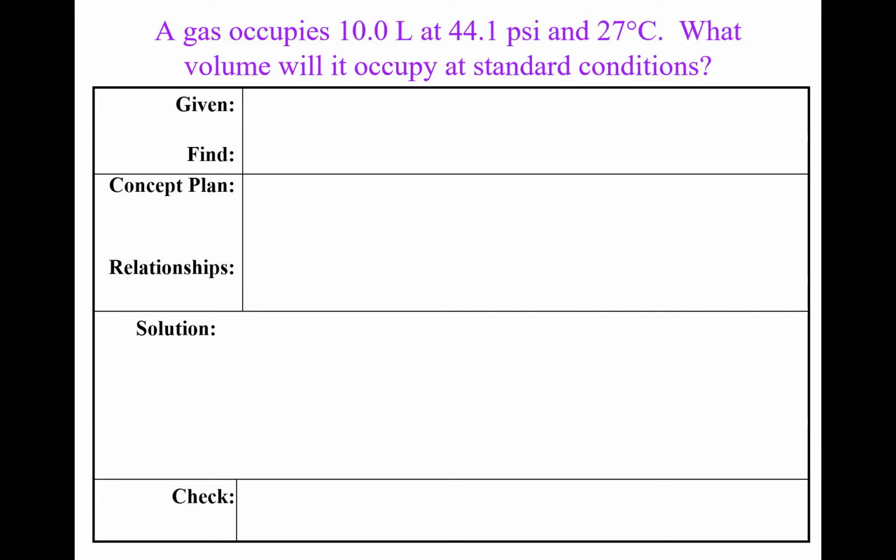Anyway, so let's do a little problem here. A gas occupies 10.1 liters, 44.1 psi, and 27 degrees. What volume will it occupy at standard conditions? So now we're going to use the ideal gas law to find the number of moles, and then change the conditions and predict what volume it will be at those STP conditions. So sort of 2 problems in one, and it'll make sense why in a minute when we get to it.